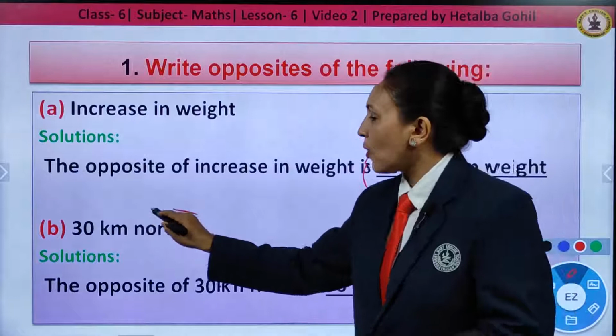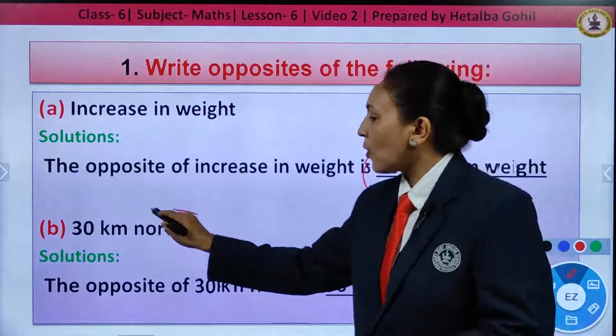Okay, let us go to the next question. 80 meter east. What is the opposite of east, children? Okay, yes, west. So what is the answer? The opposite of 80 meter east is 80 meter west. Loss of rupees 700. Loss means something you are losing. So what is the opposite of that? Something to gain, right? So what will we write? The opposite of loss of rupees 700 is gain of rupees 700.